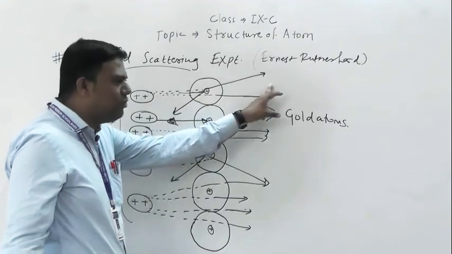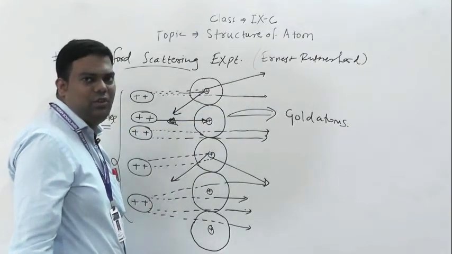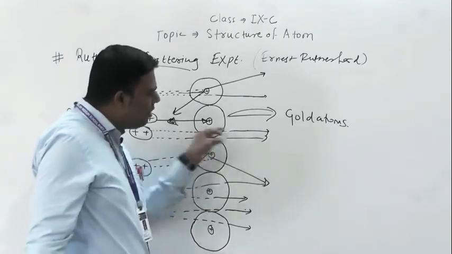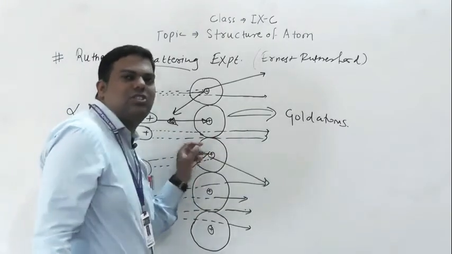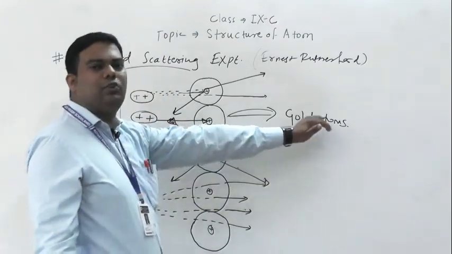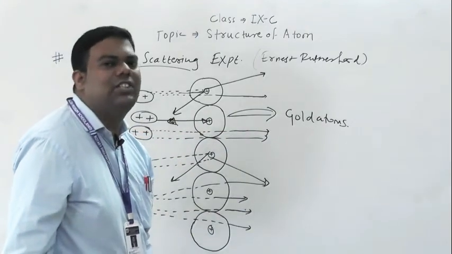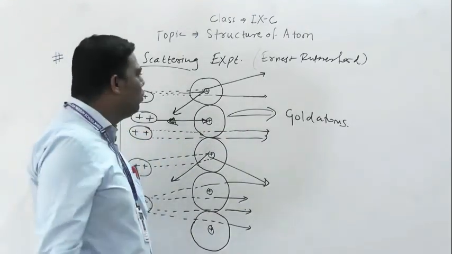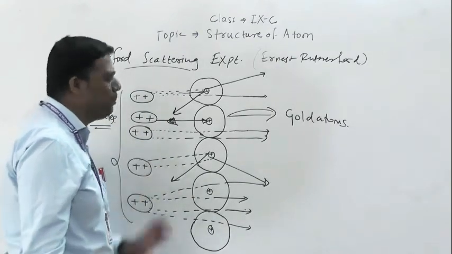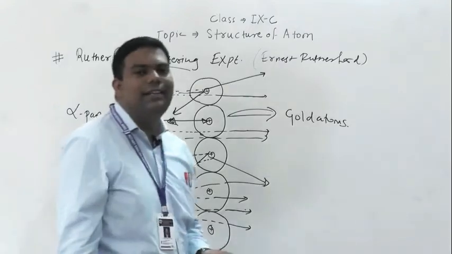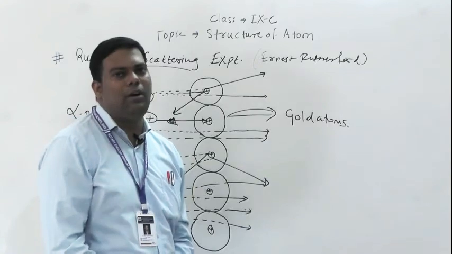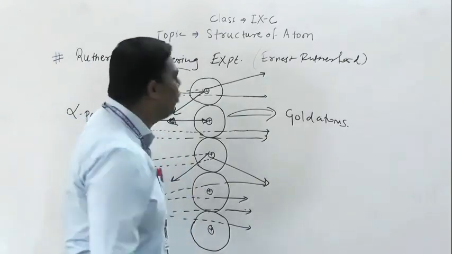Sometimes we observe small deflection. Small deflection means there is a surrounding shell. Some go in a straight line without any deflection, which means there are empty spaces in the atom. These are the observations of the Rutherford scattering experiment he did in 1911. Now we will see some conclusions of the Rutherford atomic model.